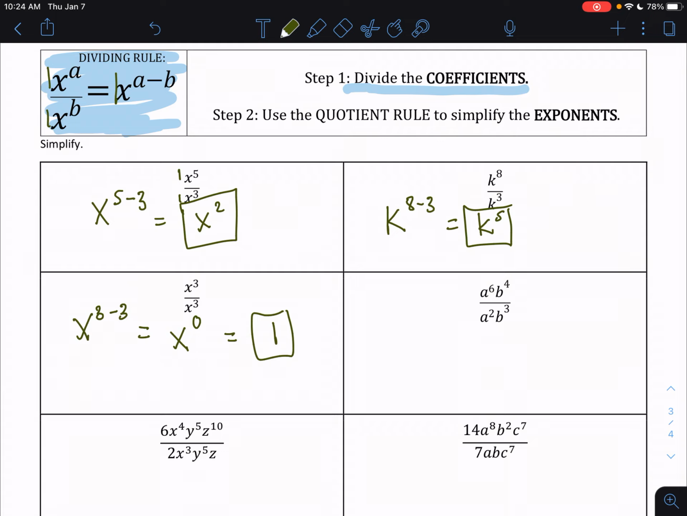A to the 6th times b to the 4th divided by a to the 2nd times b to the 3rd. So I know these look kind of scary. You know, you have exponents and you're dividing them, but just go through the rules. Look at them. Go step by step. So we're going to start with our first letter A, and we're going to do 6 minus 2. Remember, you always take that top number minus that bottom number. And then we'd have b to the 4 minus 3, which makes our final answer a to the 4th, b, and you could write to the 1st or just leave it as b.